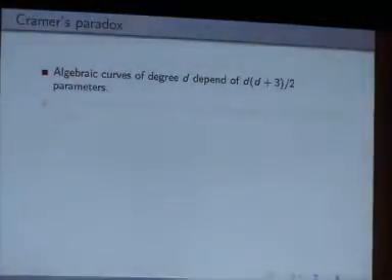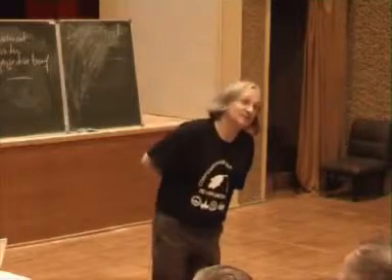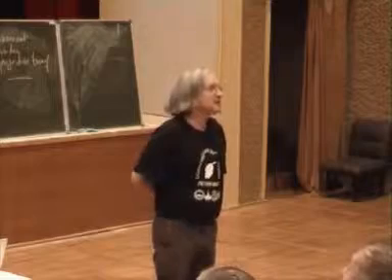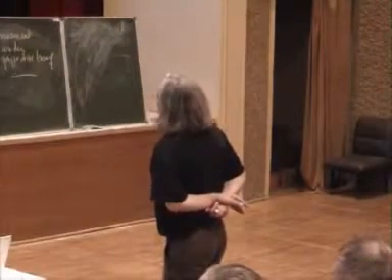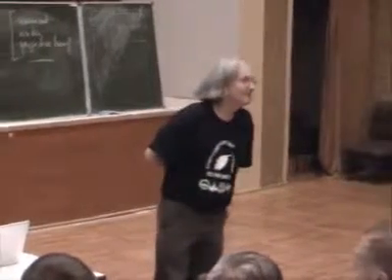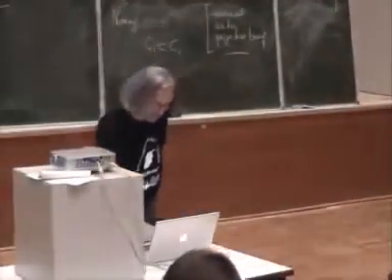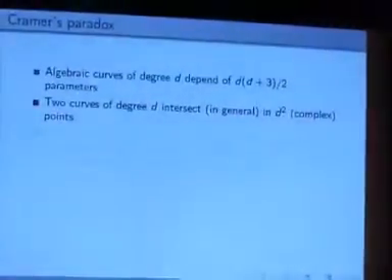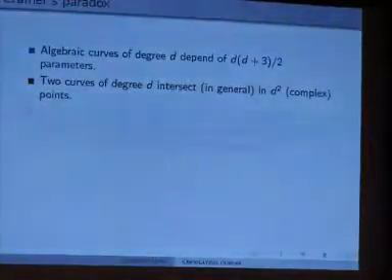If you count how many parameters there are in algebraic curves of degree d, you count coefficients, you see that the number of parameters is d times d plus 3, divided by 2. For example, if d is equal to 2, conics, you find 5. Conics depend on 5 parameters. When d is equal to 3, you get 9. Cubics depend on 9 parameters. When d is equal to 6, you get 27 parameters. Now, you have this Bezout theorem that says that in general, when you take two curves of degree d, they intersect in d squared points. Two conics intersect in 4 points. Two cubics intersect in 9 points. Two sextics intersect in 36 points.